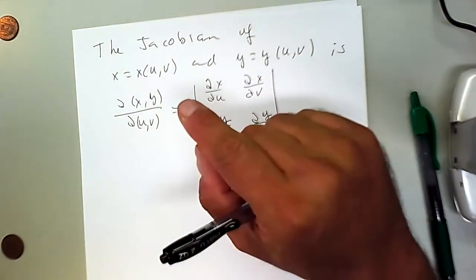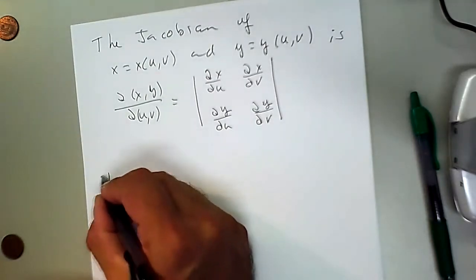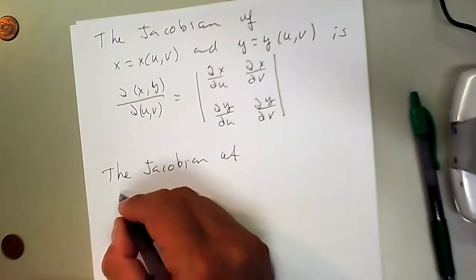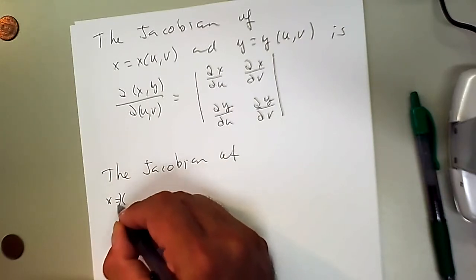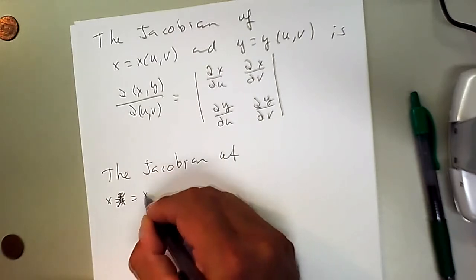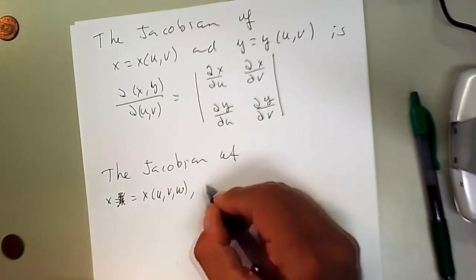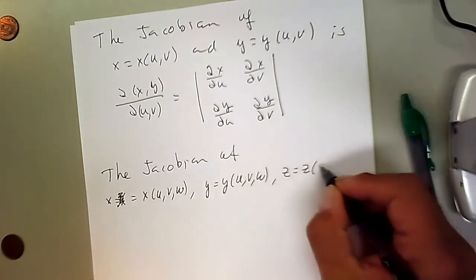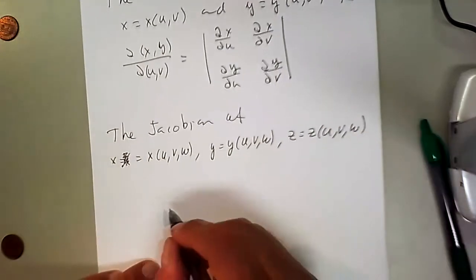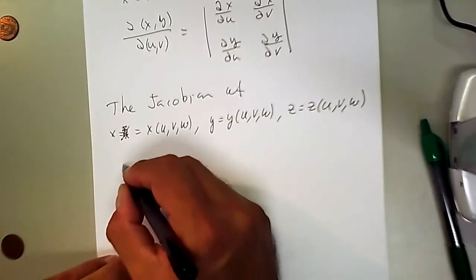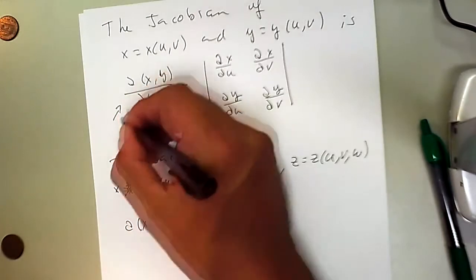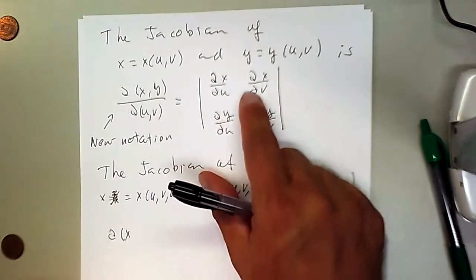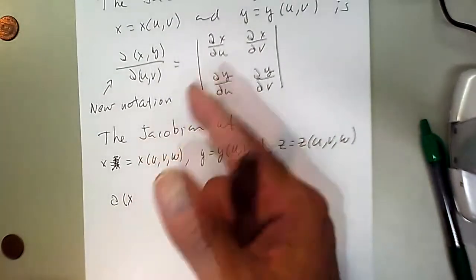You can find the Jacobian for going from three into three. So the Jacobian of, okay, now we have three: x a function of u, v, w, y as a function of u, v, w, and z as a function of u, v, w. The Jacobian for this transformation would be the partial. So this notation, before I forget, is a new notation. We haven't seen it before. It's a made-up notation to denote this determinant, which is called the Jacobian of the transformation.